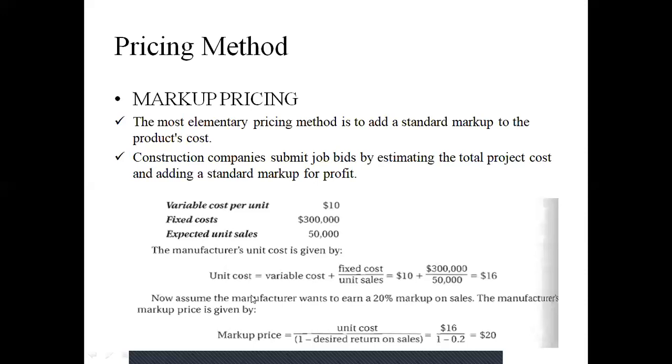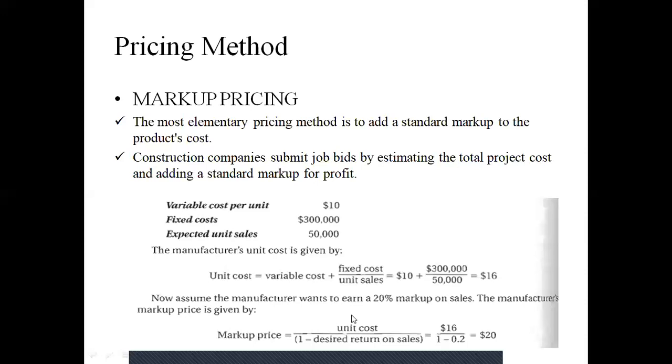We have taken one example. For a company, variable cost per unit is $10. Fixed cost is $3 lakh. Expected unit sales is 50,000 units. So how will this manufacturer go with the pricing method? First of all, he needs to understand the unit cost. The formula for unit cost is variable cost plus fixed cost over unit sales. After calculating it, we will get a $16 unit cost. It means the cost of production of one unit is $16.